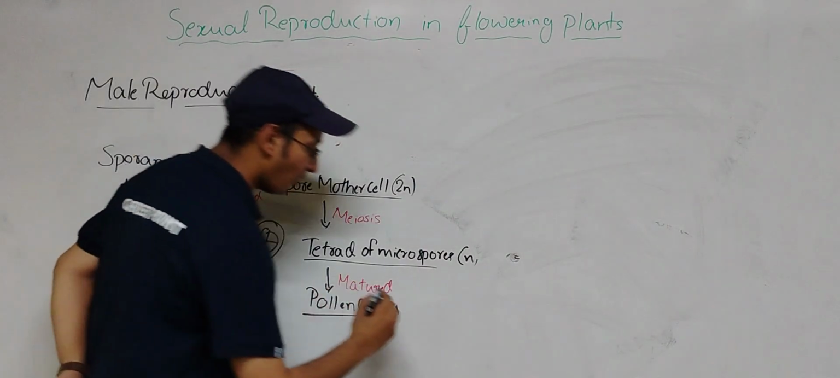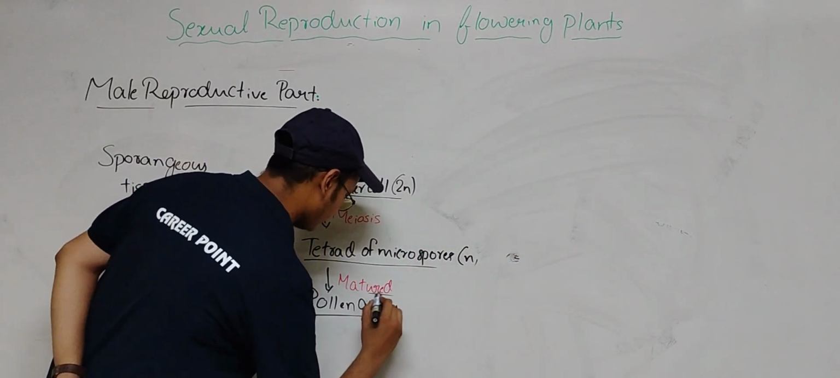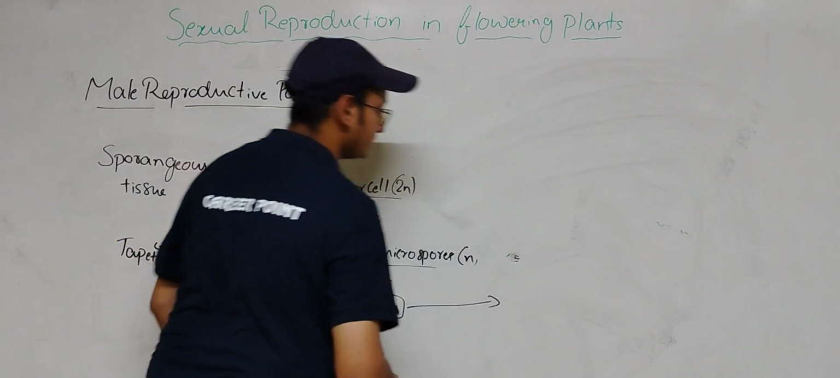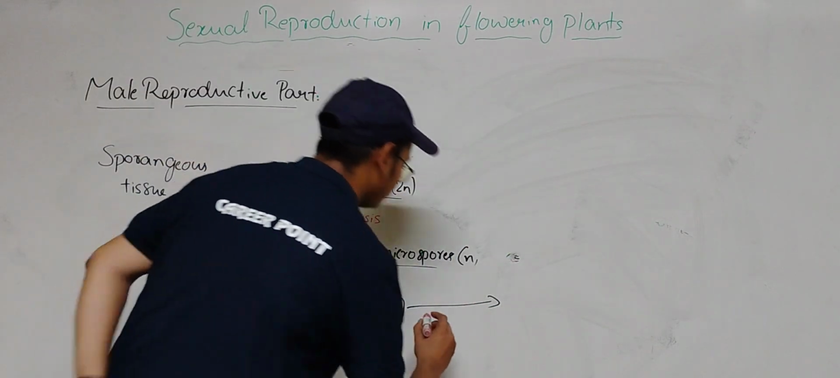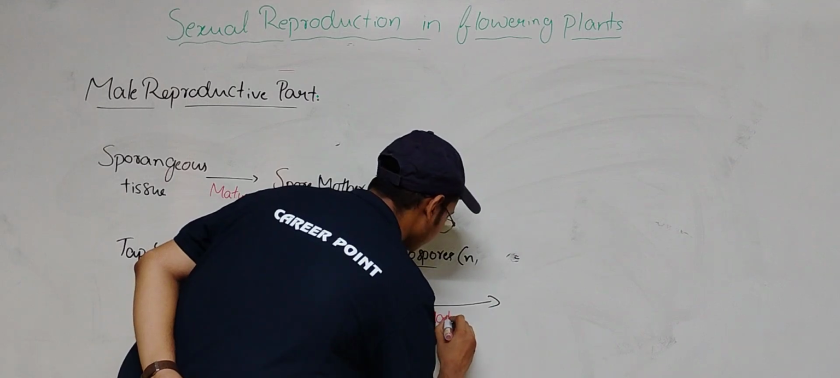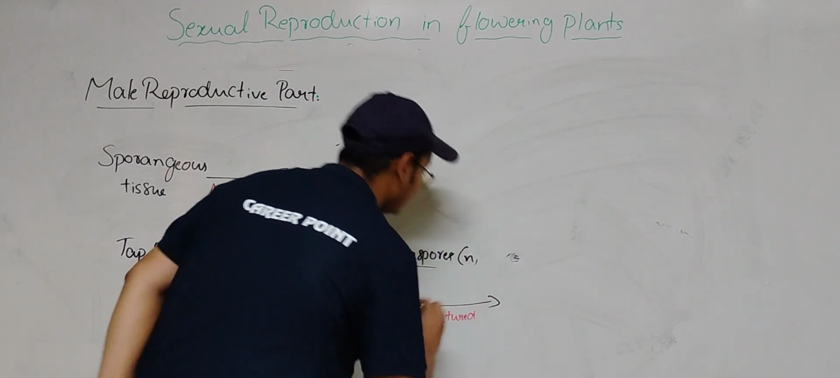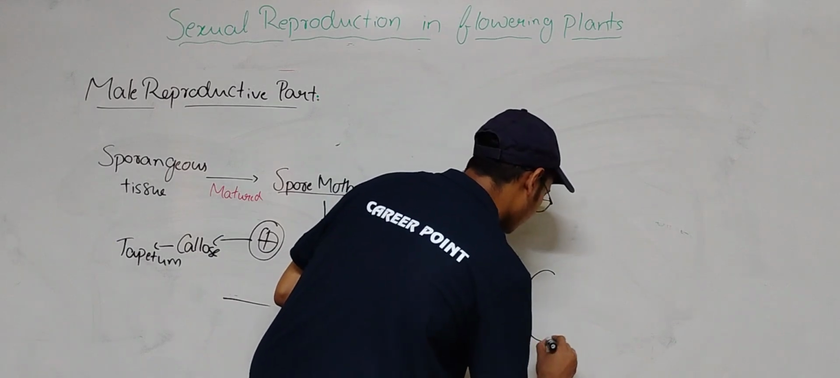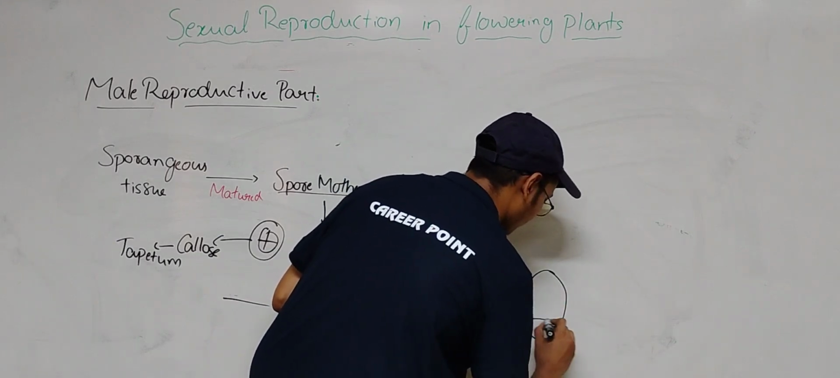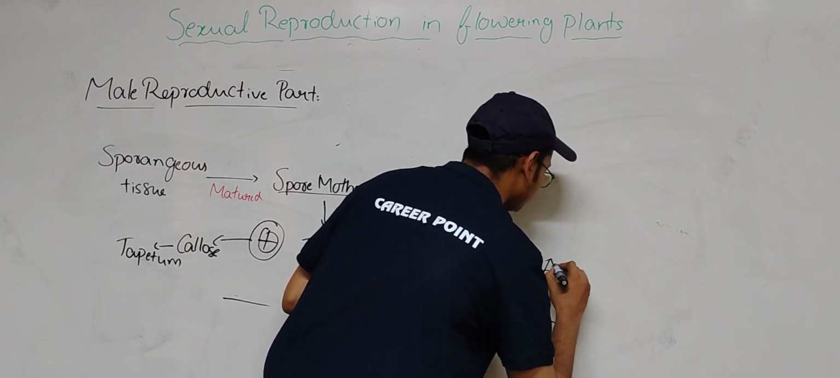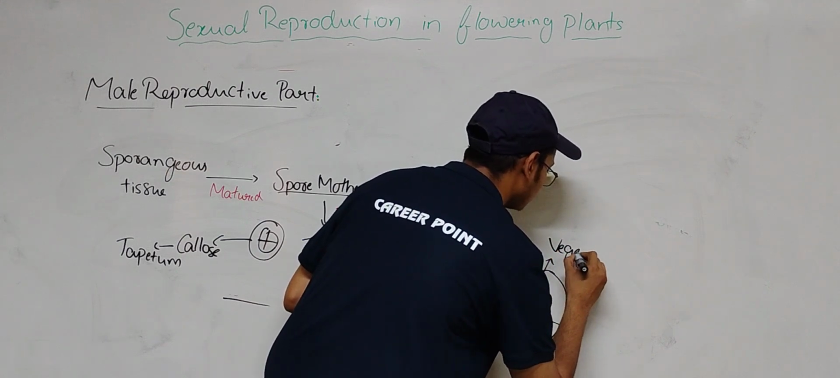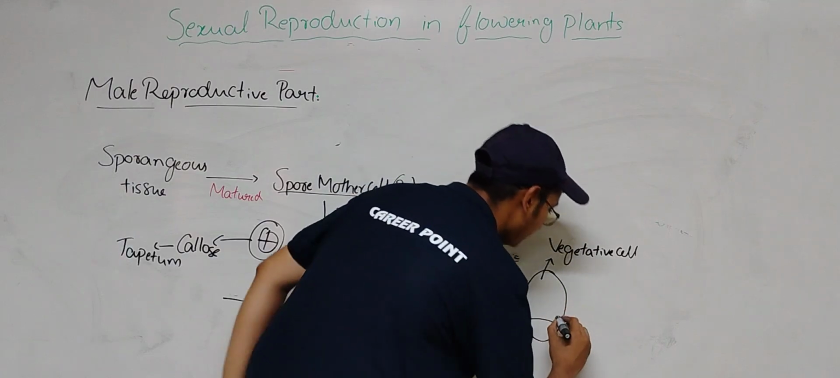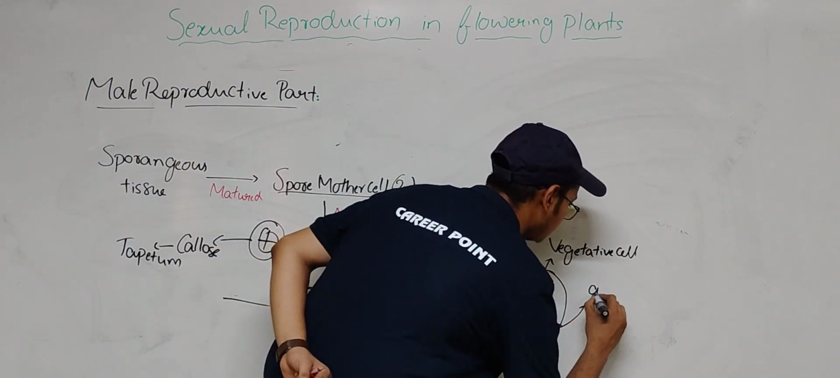And these pollen grains again get matured and they become two cells: the vegetative cell and the generative cell.